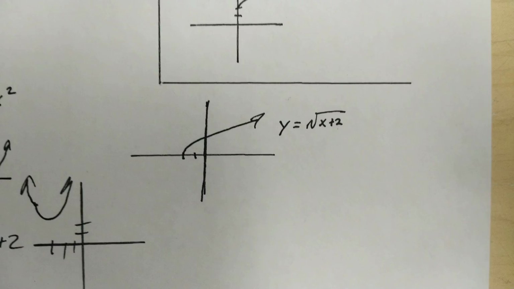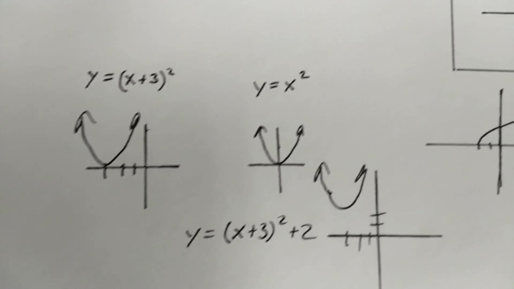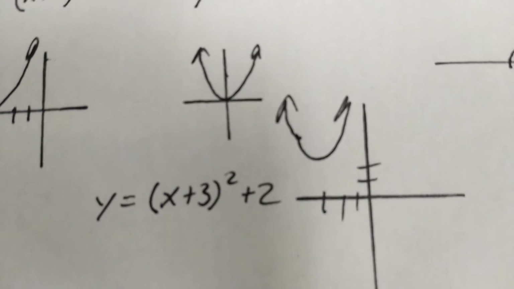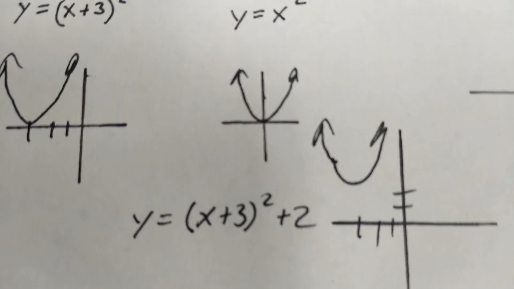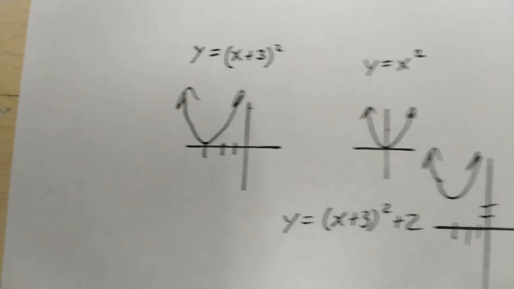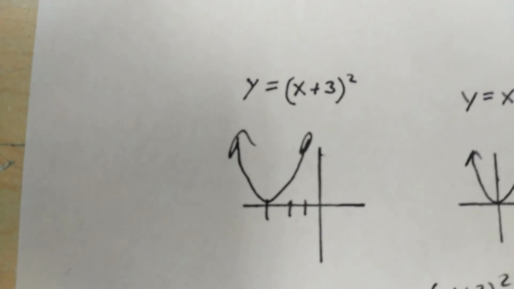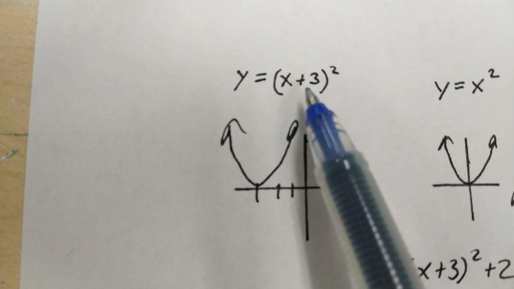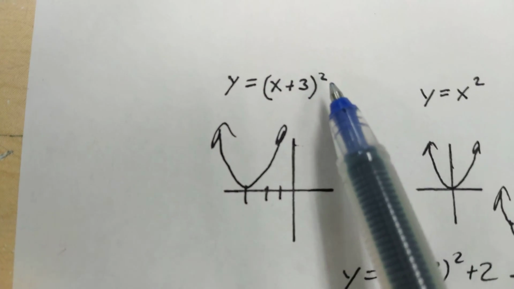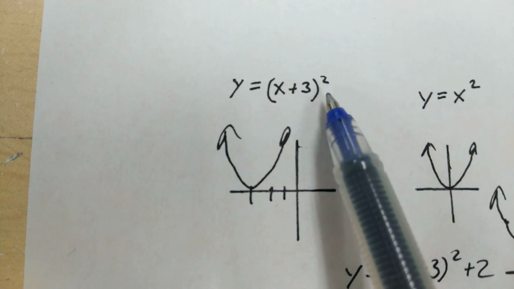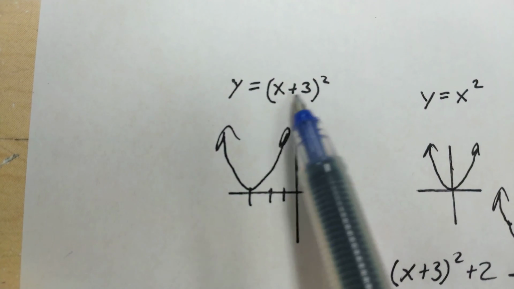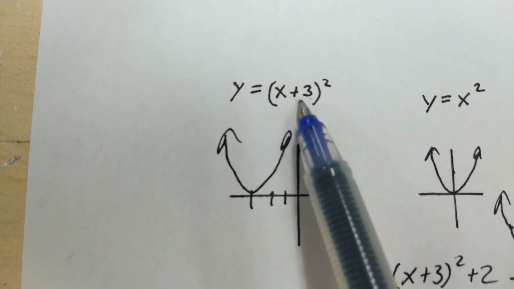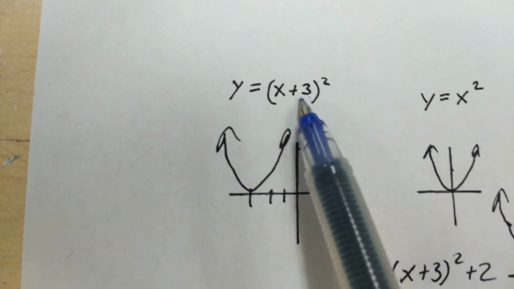With that same idea, if I move over here and look at y equals x squared, that's my original. If I said y equals x plus 3 squared, that's going to move it to my left 3 units. So anything on the inside of the term, whether it be a square root or a squared term, is going to move it that many units to the left, 3 units to the left. If this was a negative 3, it would move it 3 units to the right.